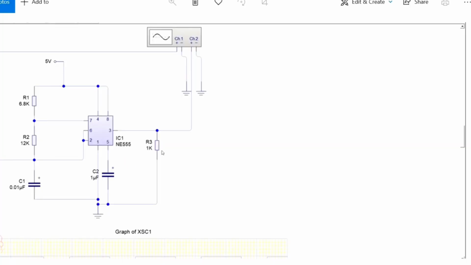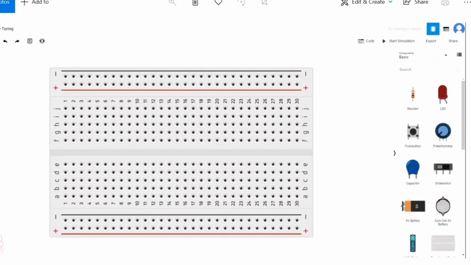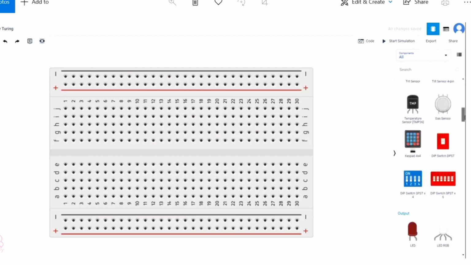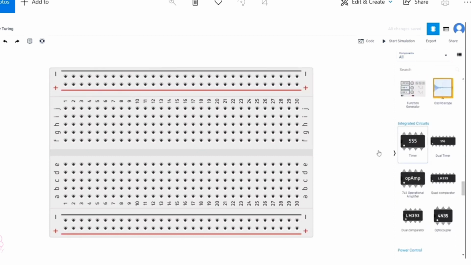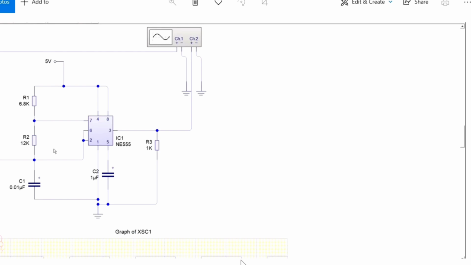And this is the Tinkercad circuit that we have drawn for the 555 timer IC. This is the breadboard that we have taken from Tinkercad. Search here and take the breadboard. Then we will connect all the components one by one. Take the 555 timer. See here, the timer 555, pin number 1.